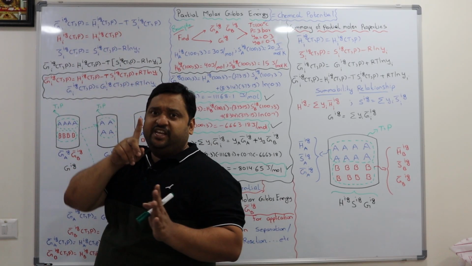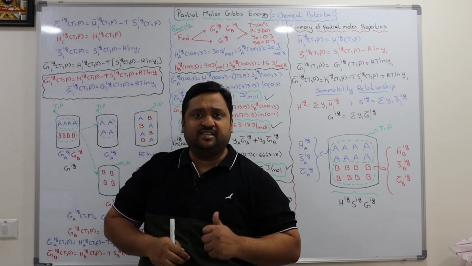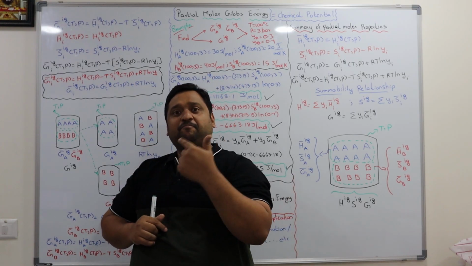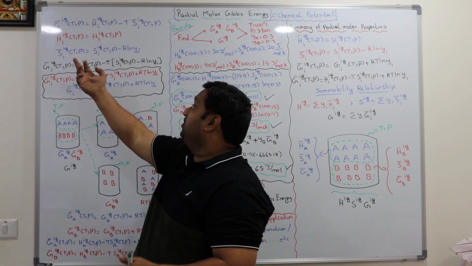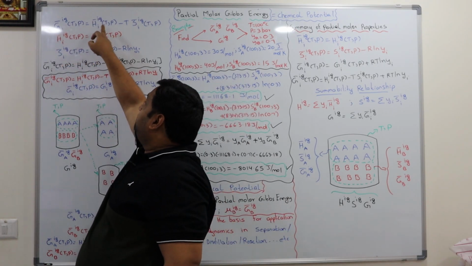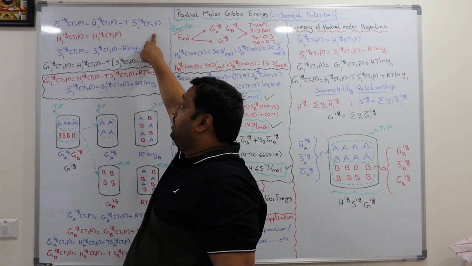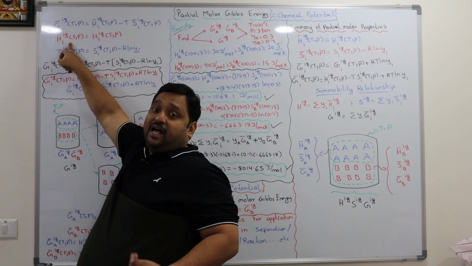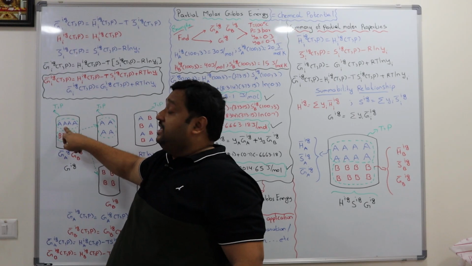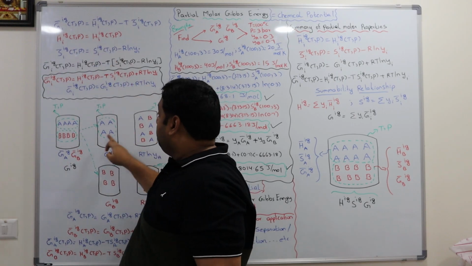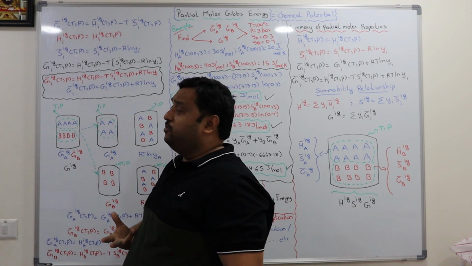That means you know G is equal to H minus TS. H is the enthalpy, T is the temperature, S is the entropy. If you know the entropy and enthalpy, you can evaluate the Gibbs energy. So partial molar Gibbs energy is nothing but partial molar enthalpy minus T times partial molar entropy. In the last two classes we discussed that the partial molar enthalpy of this mixture is nothing but the pure enthalpy of any specific component i.